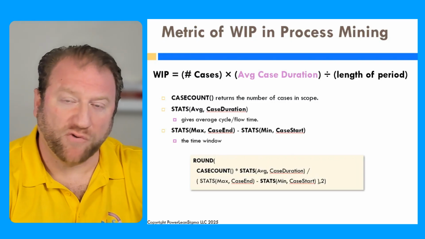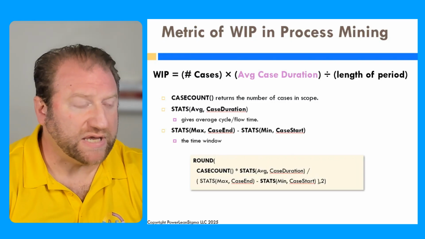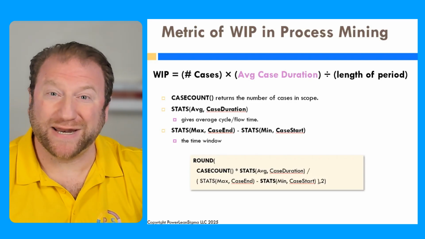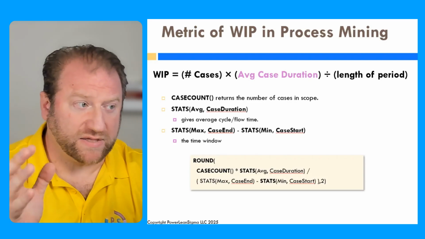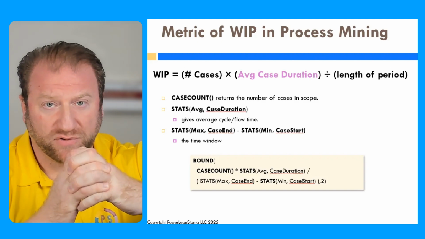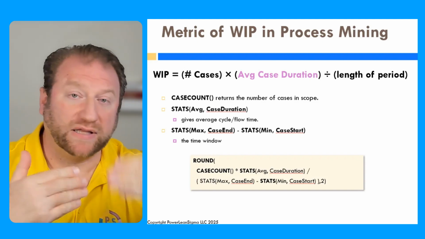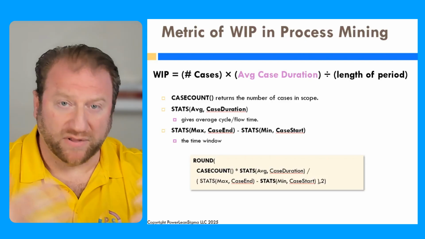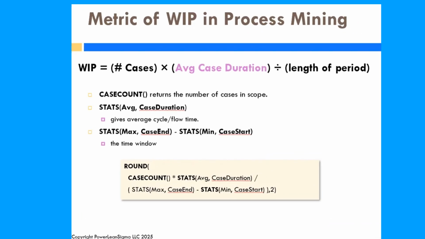This formula is not found in process mining, but there is a way that we can create it. We're going to take our WIP, number of cases, times our average case duration. Now, because of the way process mining calculates time, we then divide it by the length of the period, our start and stop. And then we have our formula. So let's take a look at how we put this together.